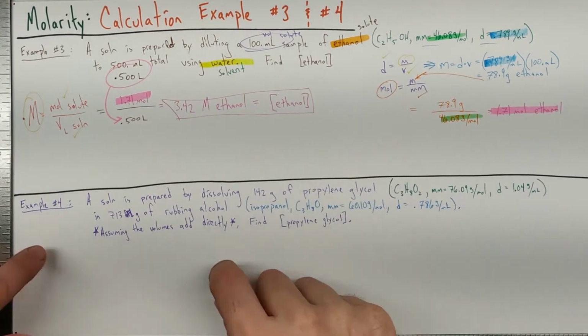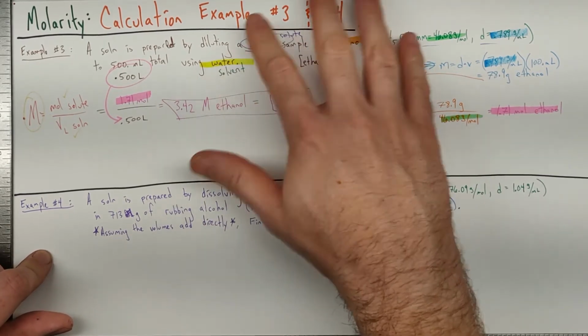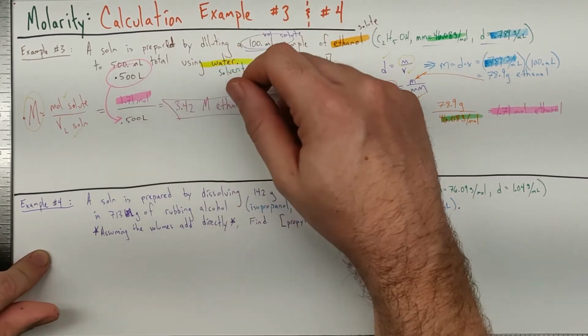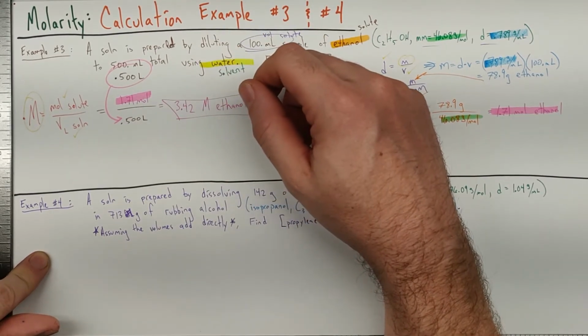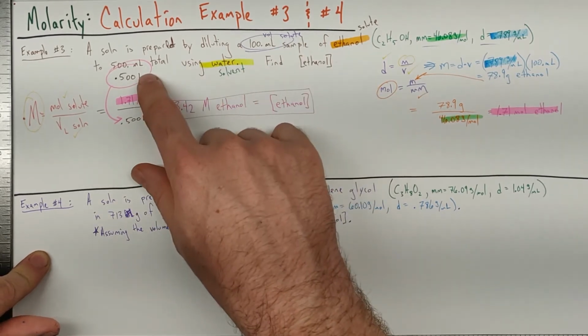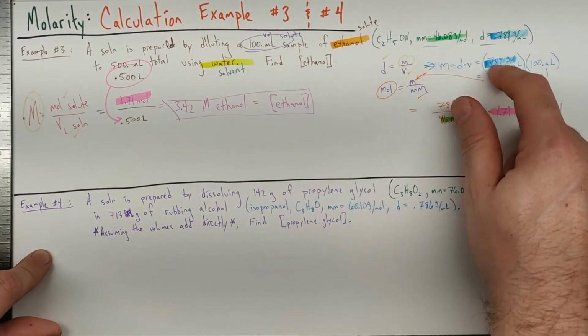This last example is just an extension of what we saw in the third example. In the third example, we didn't take a solid solute and dissolve it into water or into a liquid solvent. We took a liquid solute, ethanol in this case, and put it into a liquid solvent, water. And then we had to use density to work that calculation.